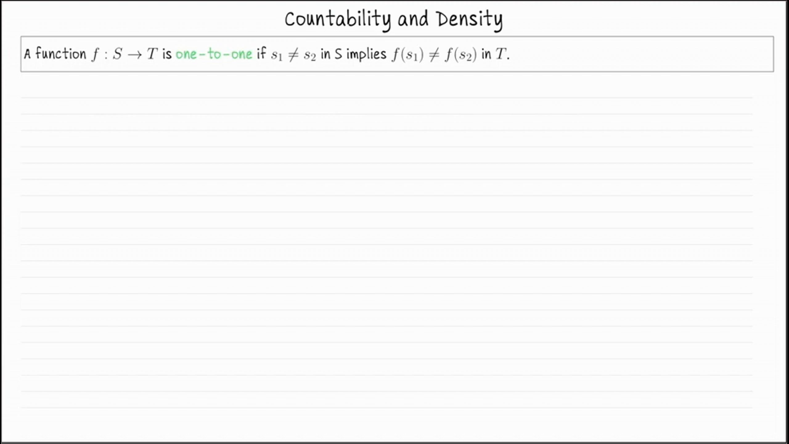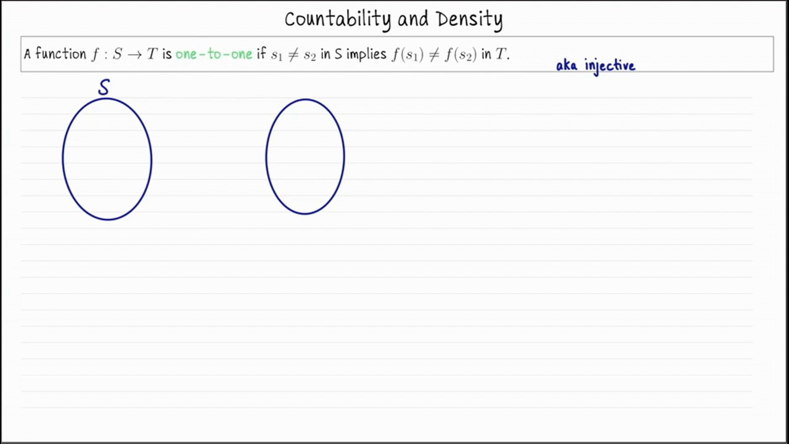We say that a function f from a set S to a set T is one-to-one if distinct inputs in S give you distinct outputs in T. Such a function is also called injective. Imagine we have our set S pictured like this and our set T. f takes us from the left to the right. If no two inputs get mapped to the same place, we would call this an injective or one-to-one map.